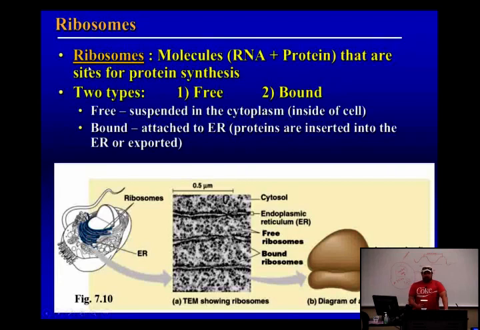All right. So speaking of ribosomes, you know what they are, right? They have two subunits, a large subunit and a small subunit, and the mRNA goes in between those two.